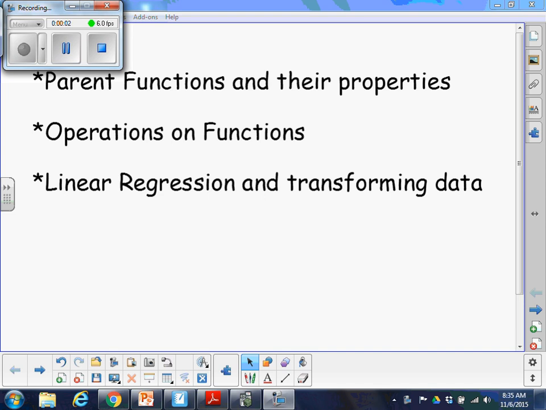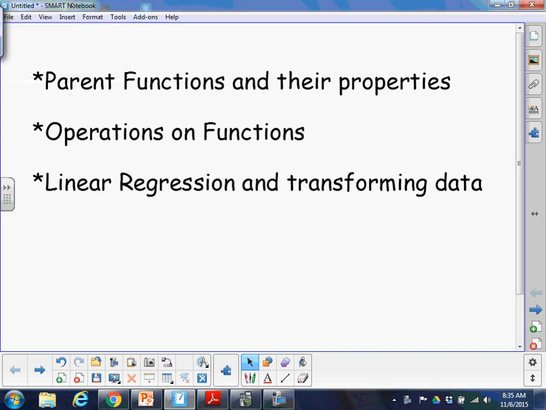Okay, this will be the review of the parent functions and their properties. So we had a list of a bunch of different parent functions: linear, quadratic, cubic, all those properties, domain, range, asymptotes, where increasing, where decreasing, symmetry, even, odd, neither, all that good stuff.